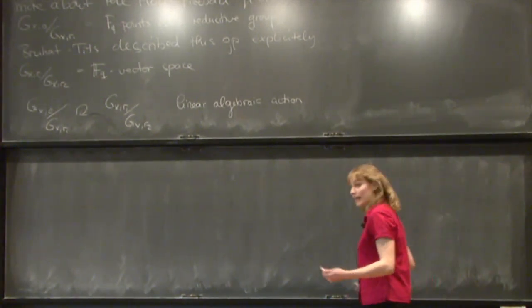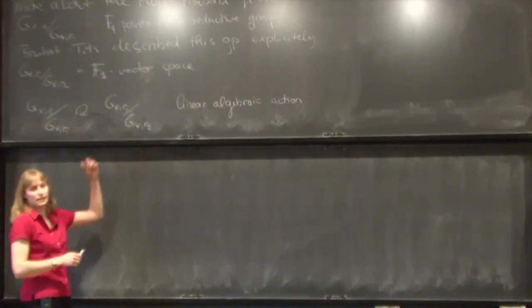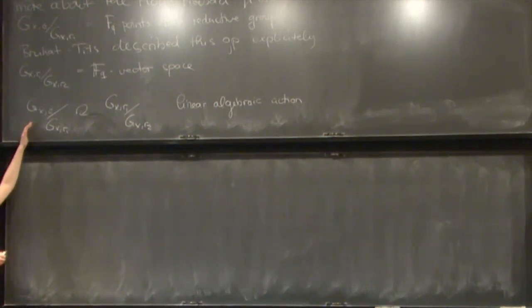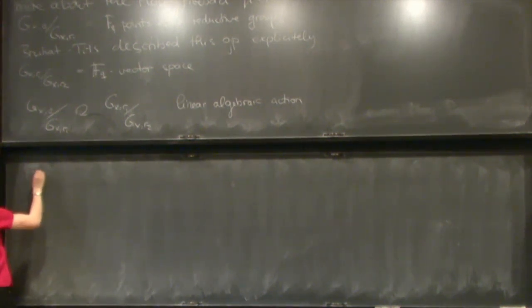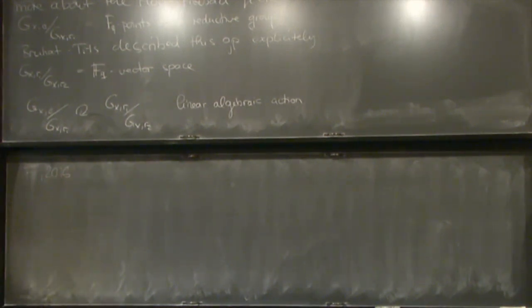So in order to get the representations, we have to understand these spaces, because we want to find stable vectors in here, and we want to understand this filtration. So the question is, what are these spaces? Thanks to Bruhat and Tits, we know what the group is, and what I did, put it on the archive in 2000, it's in my thesis from 2016 at least.